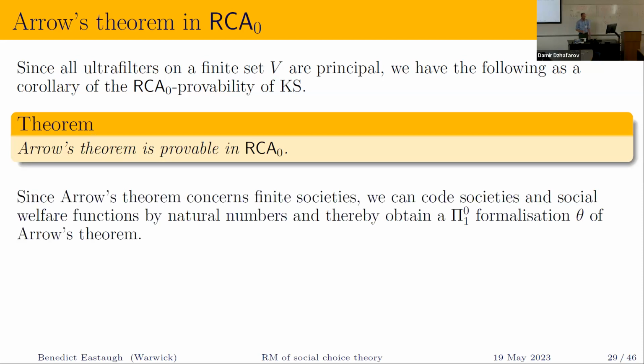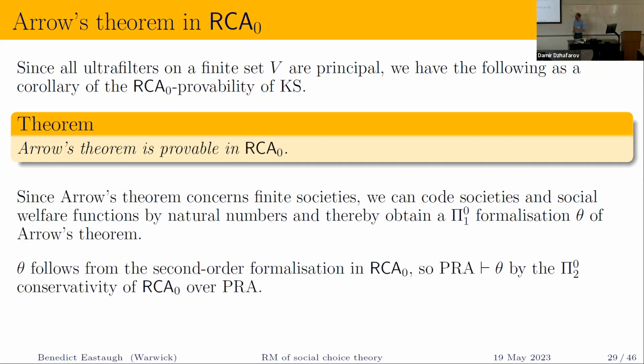And we can do a bit better as well. Arrow's theorem is about finite societies, so we can just code up all of these finite societies by natural numbers, and thereby obtain a Pi^0_1 formalization of Arrow's theorem. Here, you do have to do a couple of additional things, putting in some extra bounds in some of the proofs if you want to do it properly. But you get this Pi^0_1 formalization of Arrow's theorem, and it follows from the second order formalization, again, once you put in these extra bounds. And then by Pi^0_2 conservativity, we get that this first order formalization of Arrow's theorem is provable in PRA.